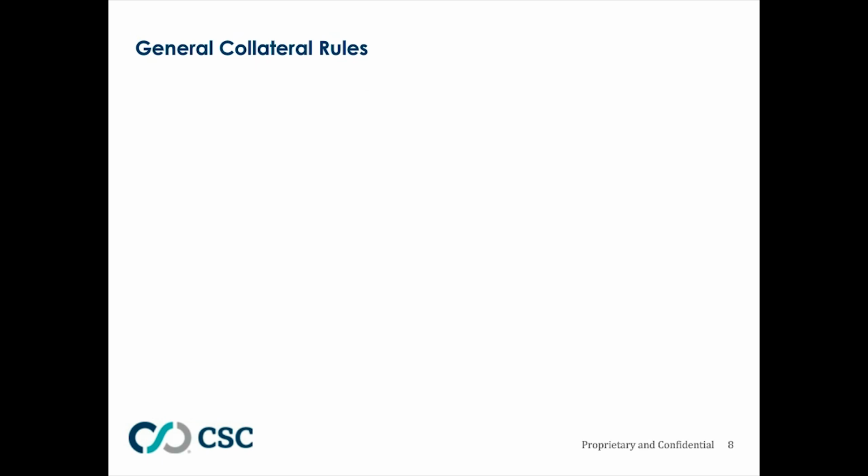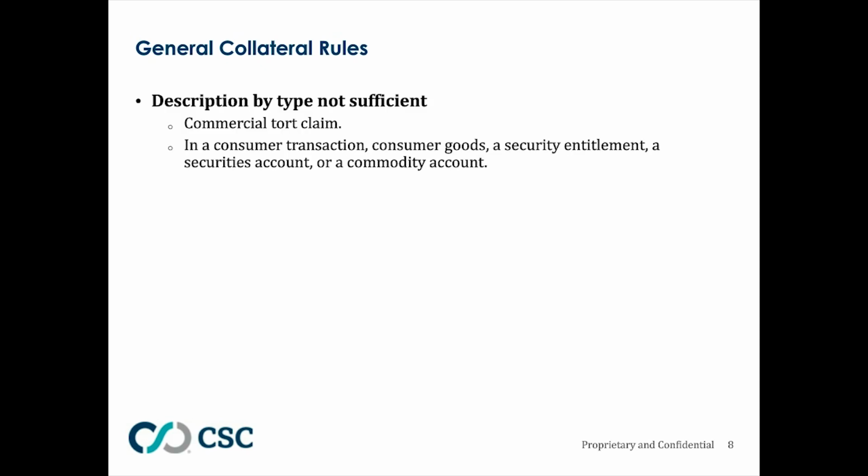There are, however, some types of collateral that cannot be described by type under Article 9. These include commercial tort claims, and in a consumer transaction, consumer goods and certain other types of collateral related to the consumer transaction. These types of collateral have to be described with more specificity so that they can be more easily identified by those who take a look at the financing statement.